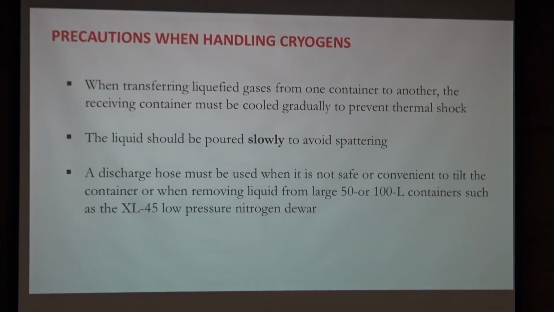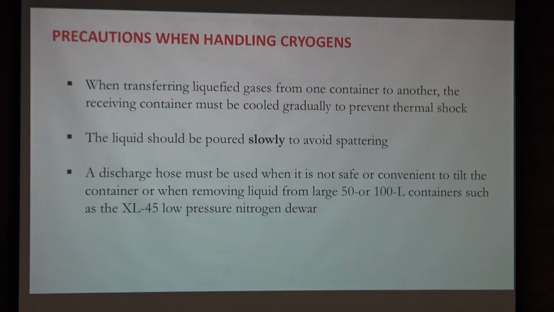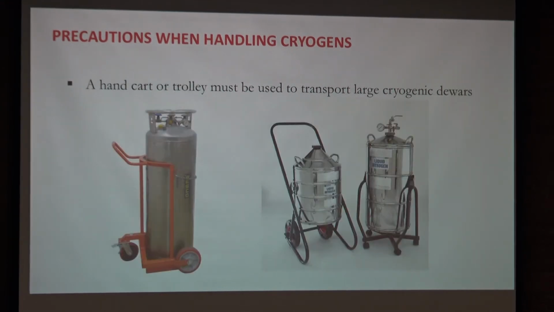When transporting cryogenic containers from one place to the next, make sure that some of them come on wheels, others not, but you want to make sure that you have the proper equipment to cart them around. So for different types of flasks, you will have different carts that are appropriate for moving those around.